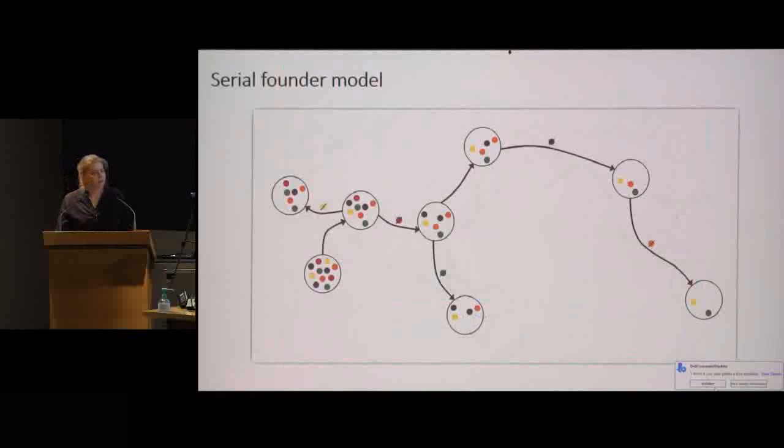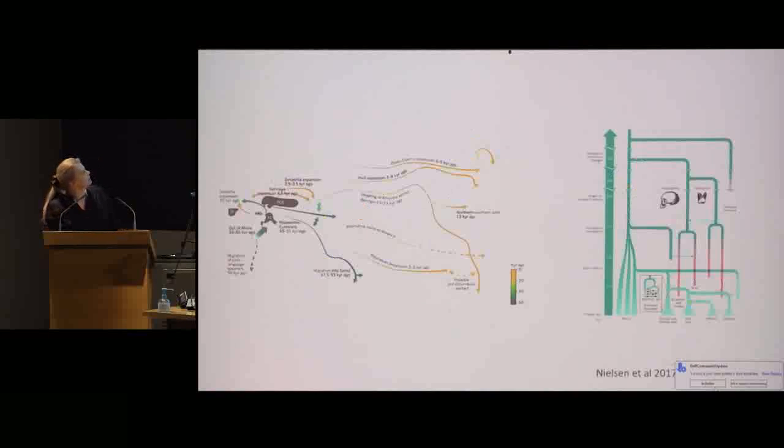So the serial founder model, again, we see this decrease of genetic diversity as we move away from Africa. This is not so clear. Sorry, there are actually continents around all of these lines. But it basically shows the migrations of humans across the world.